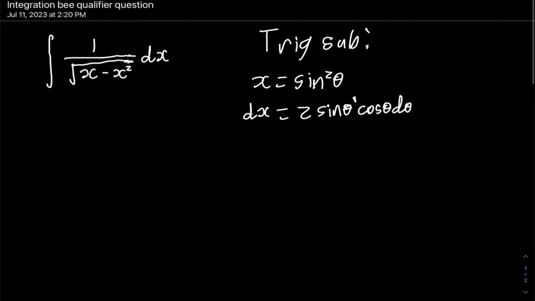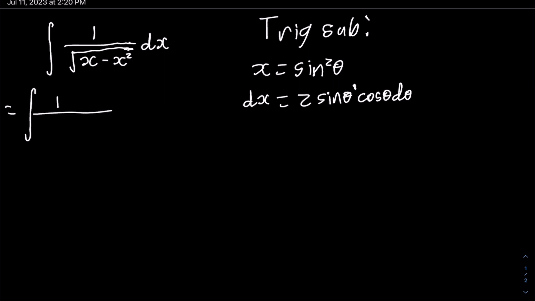So let's bring our integral to the theta world. So this is equal to the integral of 1 over the square root of, and our x is sine squared theta. This is a very interesting substitution. Minus, and then x squared. So we have sine squared theta, and that is being squared. And our dx is 2 sine theta cosine theta.